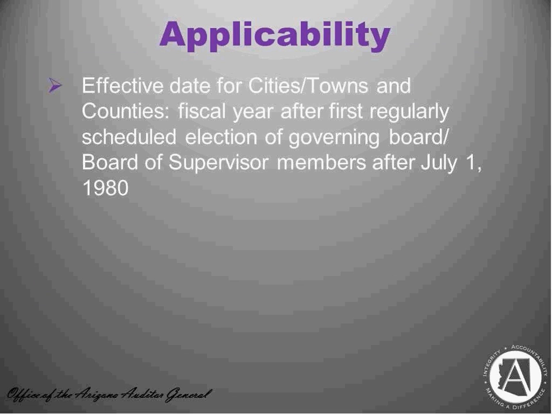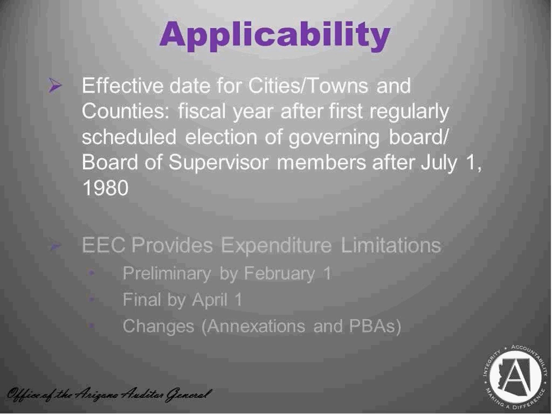Cities, towns, and counties are subject to an expenditure limitation effective in the fiscal year following the first regularly scheduled election of governing board or board of supervisor members after July 1st, 1980. So why this somewhat odd effective date? Why not make it effective for all entities at the same time? Well, as we'll see in a minute, this gave municipalities the opportunity to adopt a voter-approved adjustment to the amount upon which the state-imposed limit is based, or an alternative expenditure limitation before they became subject to the state-imposed limitation. It also provides a similar opportunity to any new municipality.